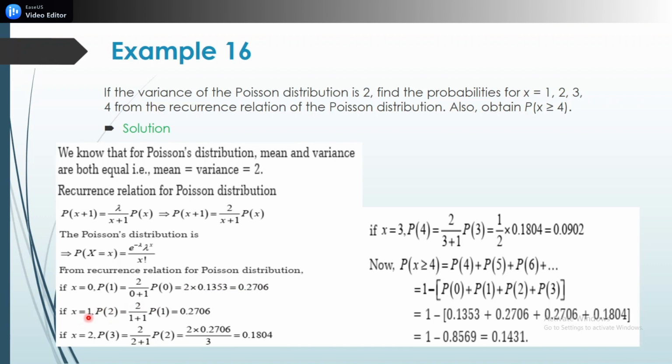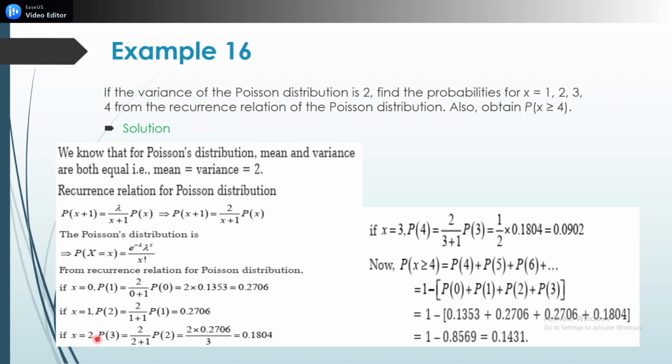For the case of x equal to 1, we replace 1 here, and 1 plus 1 is equal to 2, so it is p of 2. We get 2 over 2 times p of 1. The p of 1 can be found from this relation, and we take this value and make the substitution here. You get 2 over 2 equal to 1, so it is the same value as here. You see the reason why you get the same value.